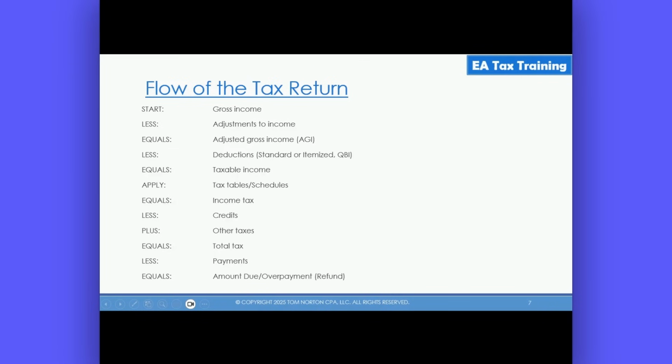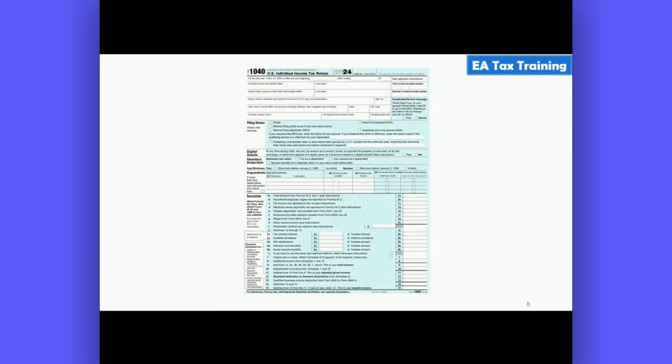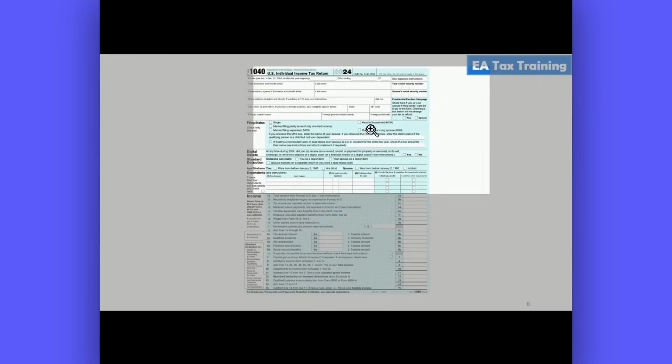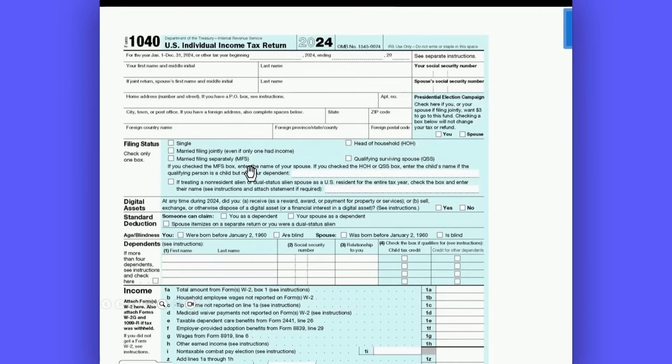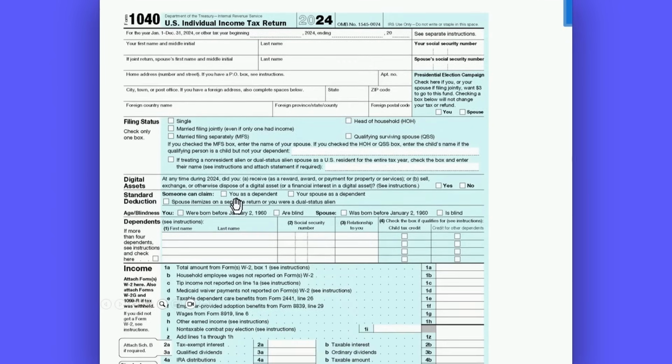So how does this actually look on the tax form? Well, let's have a look at the Form 1040. This is page 1 of the Form 1040, and let's zoom in here so we can get a better look at it. At the top, again, in this video we're going to go into much more detail about all these things, but it's got your basic information to identify the taxpayers, choose your filing status, etc.